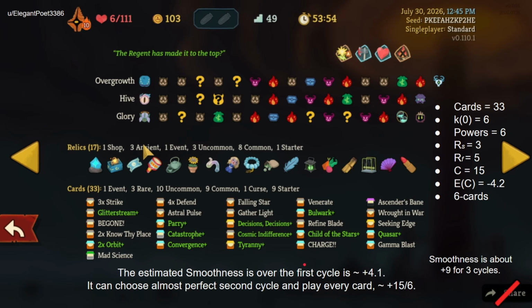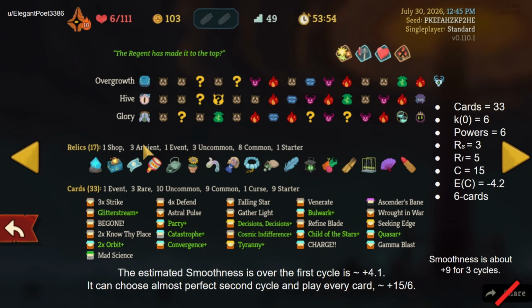And if we were just to take a naive approach and say, well, let's just take out the strikes and the defends on the second cycle with our Tyranny and with our Charge and our Begone and things like that, the second cycle of cards is roughly a +3.5, and then the third cycle is pretty much washed out by the size of the deck. We're unlikely to reach a third cycle before the fight is over. And so we'll say that the smoothness is about +9 for 3 cycles.